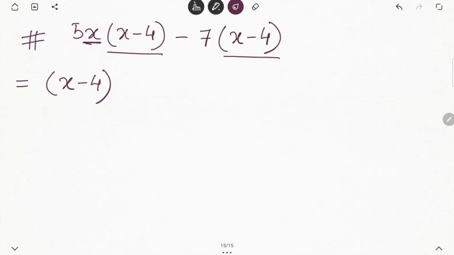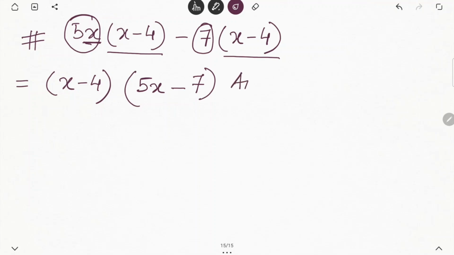Okay. So after that I have to write the remaining parts. So after taking out x minus 4, what is left? 5x. So I write 5x, and from the second term what is left? 7. So I write 7. So this will be my answer.